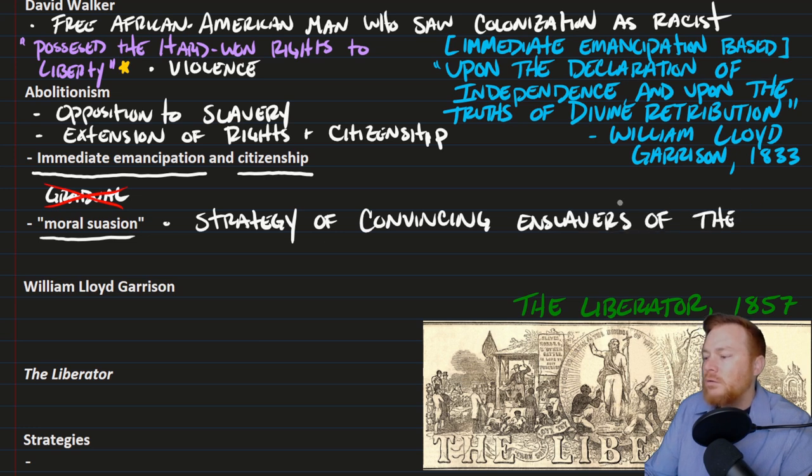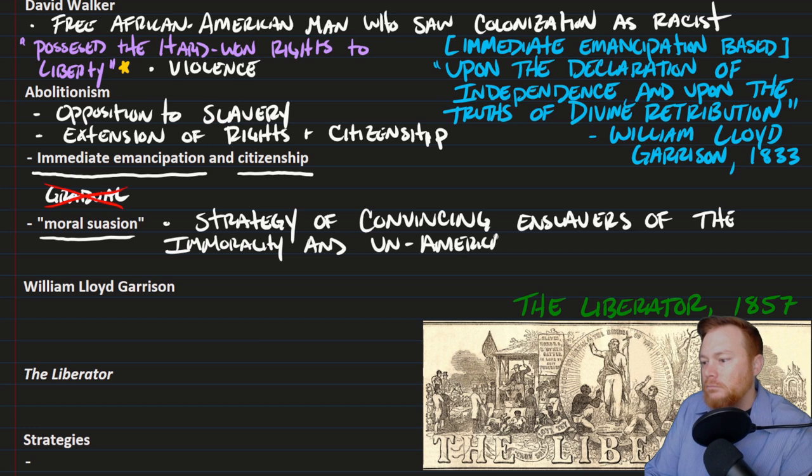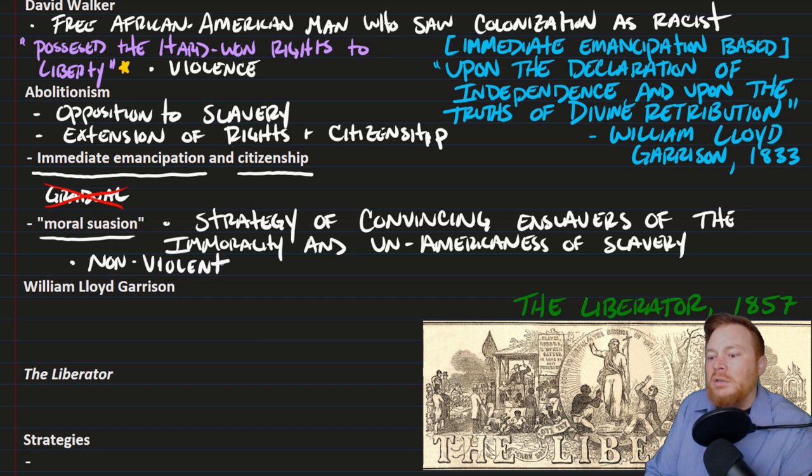of the immorality and un-Americanness of slavery. Right. And we would say, in some sense, this is like a nonviolent approach, right? The abolitionists as a reform movement before the Civil War were not engaging in violence, although there were some who did, right? We're not there yet, but people like John Brown, for example.